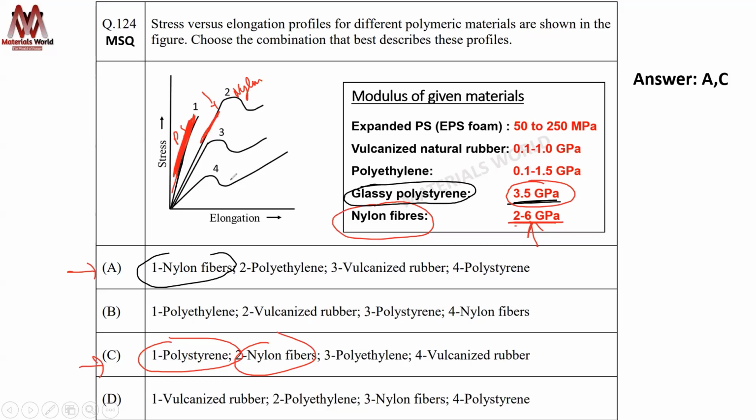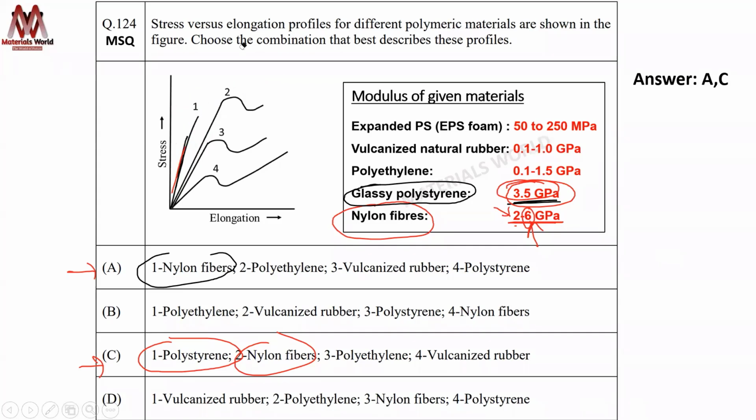Or polystyrene could be, this could not be, but this could be definitely polystyrene in one case, and this could be definitely nylon in another case. Got my point? Because some nylon has higher modulus than styrene, and some styrene has higher modulus than nylon. So this could be both.